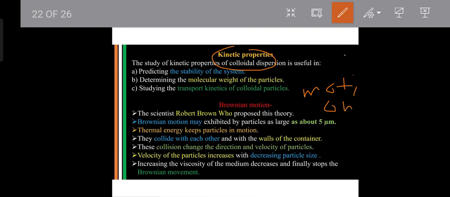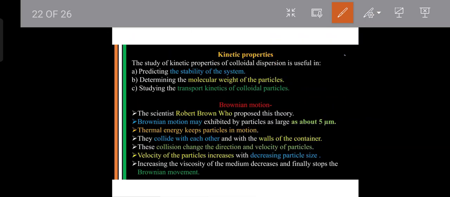Depending upon this kinetic phenomenon, what are the properties? The kinetic properties of colloids can be useful to predict the stability of the system, meaning how stable the colloidal system is. Second, we can determine the molecular weight of the particle and the transport kinetics, meaning the motion and movement of the colloidal particle. The sedimentation and the viscosity can also be predicted with the help of kinetic properties.